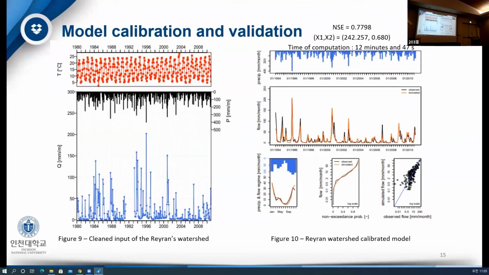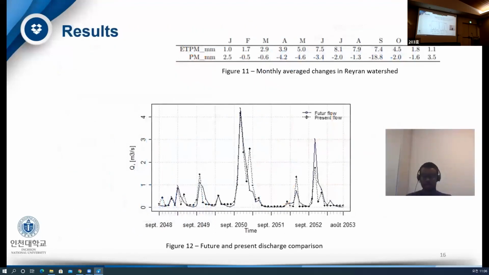Now, what we need to do is to obtain the hydrodynamic variation for simulating and inferring future discharge variation. So how do we do it now? What I need to do now is to obtain the monthly average changes in specific hydrodynamic data.